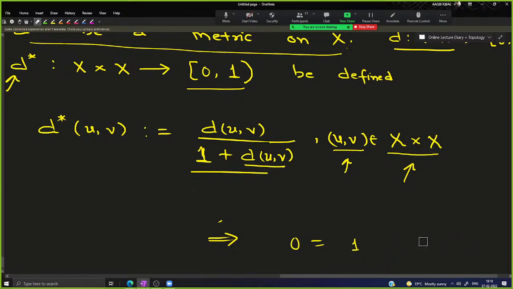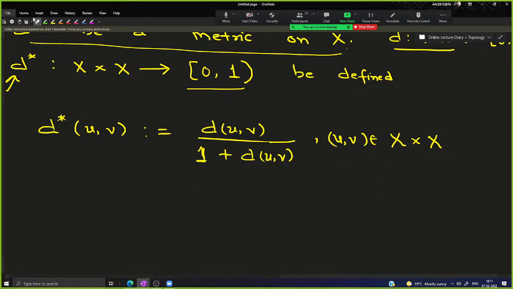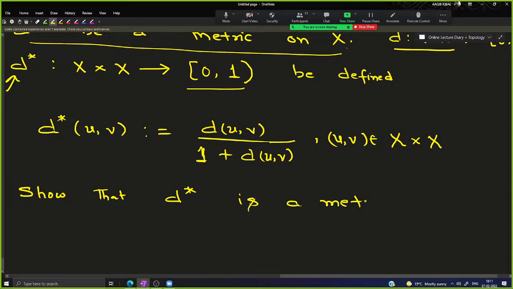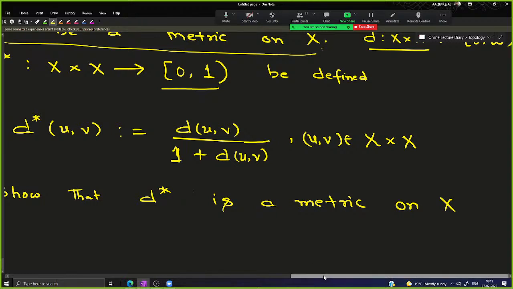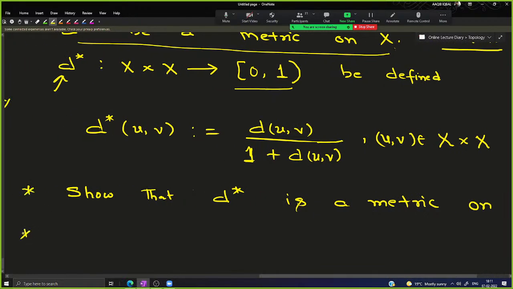अब यहाँ मैं आपके लिए एक एक्सरसाइज छोड़ रहा हूँ, क्योंकि अभी नमाज का टाइम हो रहा है तो मैं आपको छोड़ रहा हूँ अभी. बट मैं आपके लिए एक्सरसाइज रख रहा हूँ. पहली एक्सरसाइज ये है, शो दैट d star, ये जो मैपिंग मैं यहाँ डिफाइन कर रहा हूँ, इज अ मेट्रिक ऑन X. आपको दिखाना है कि दिस मैपिंग इज अ मेट्रिक ऑन X. ठीक, ये होगी पहली एक्सरसाइज.